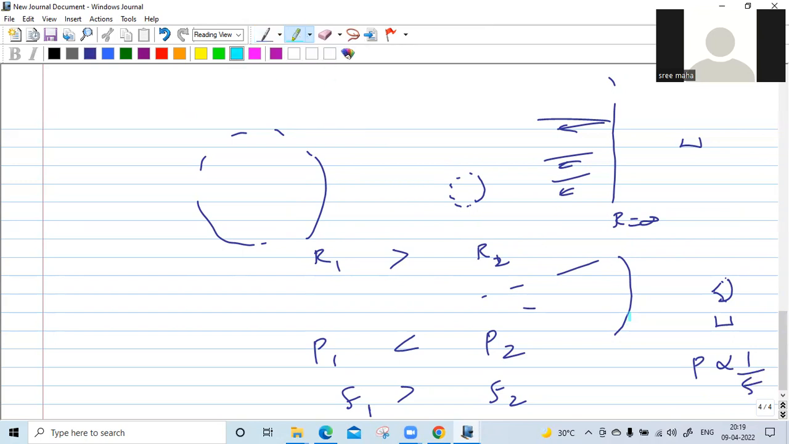You have to understand the formula, not just know the formula. The job of the spherical mirror is to focus the incoming light rays. If it is focusing to a shorter distance, then the power is more. In that sense, the power of a plane mirror is 0. Yes, sir. So the formula is: power is equal to 1 by F.